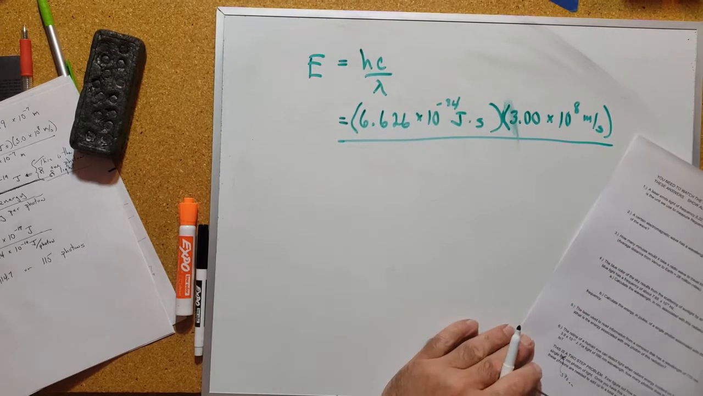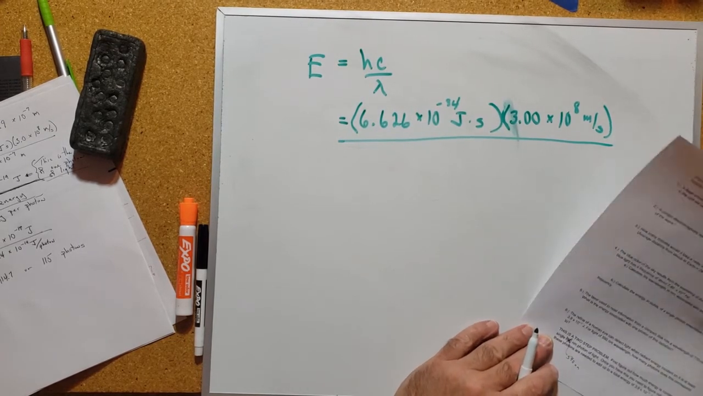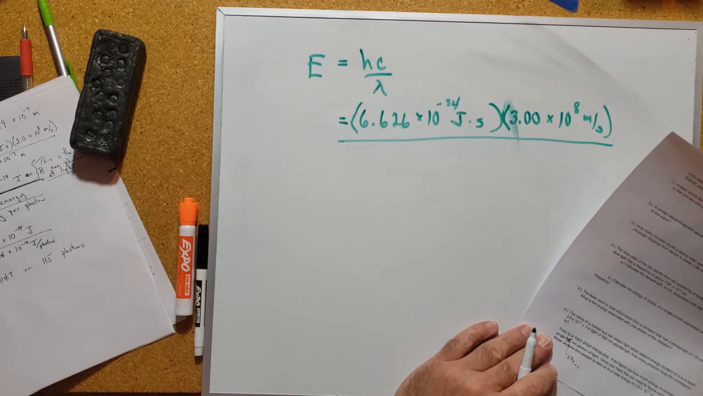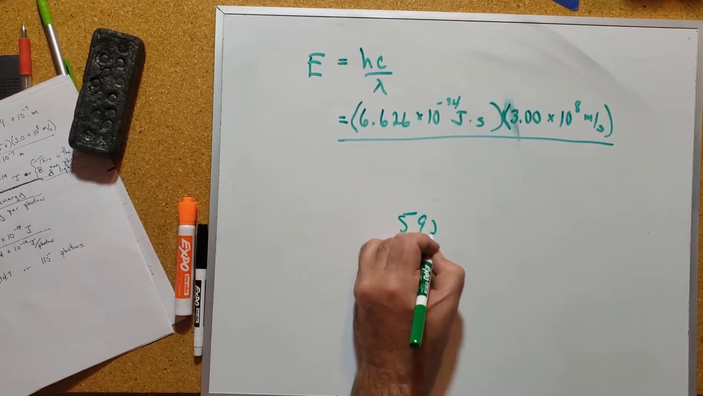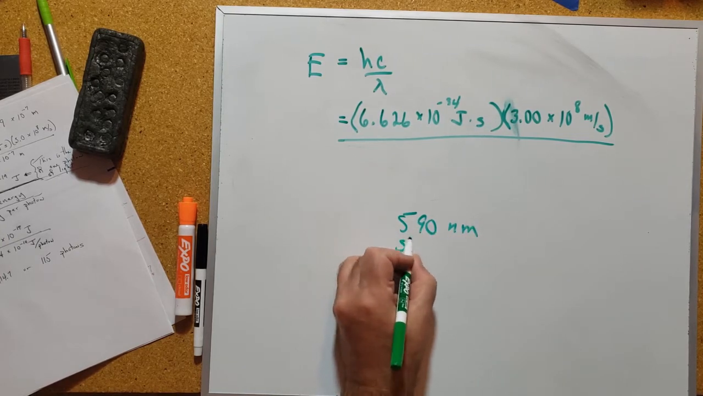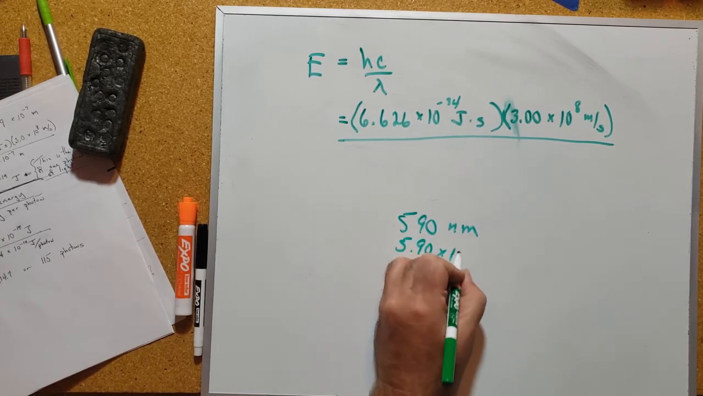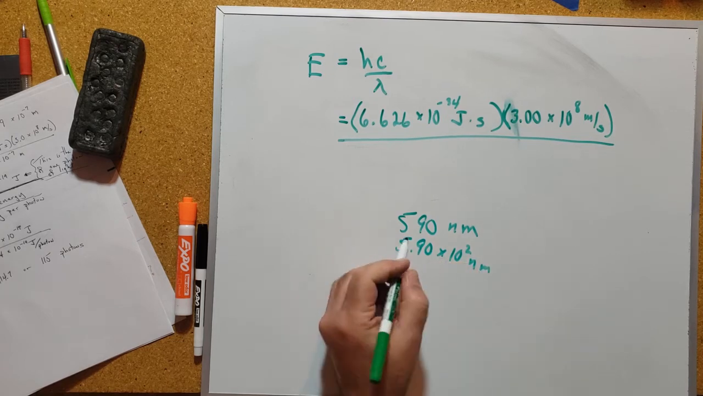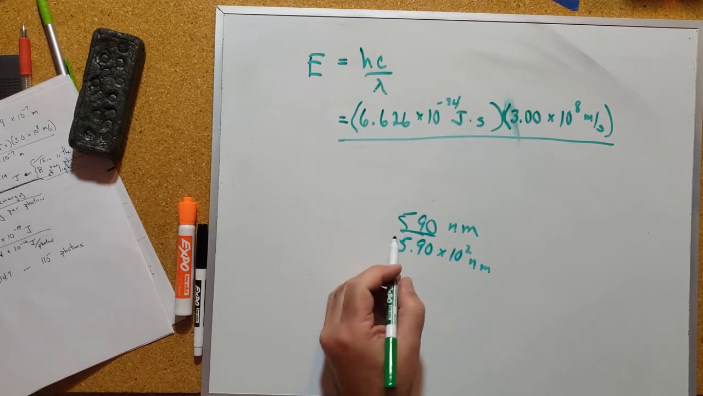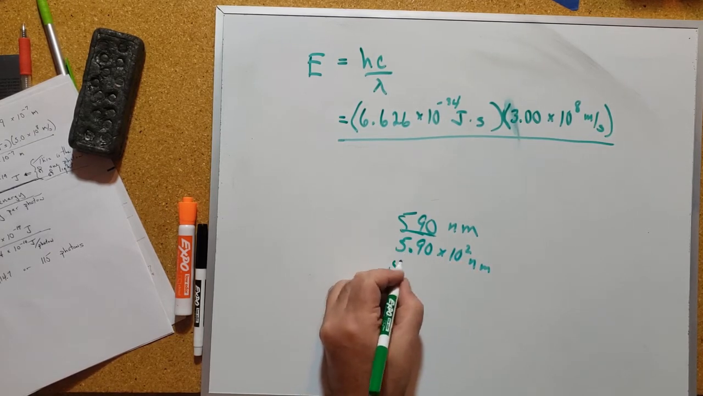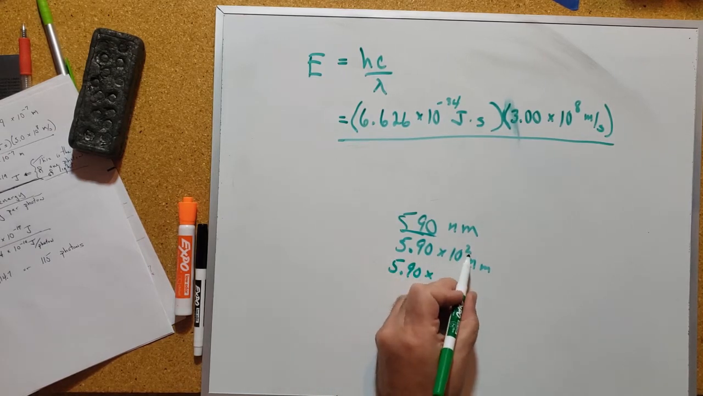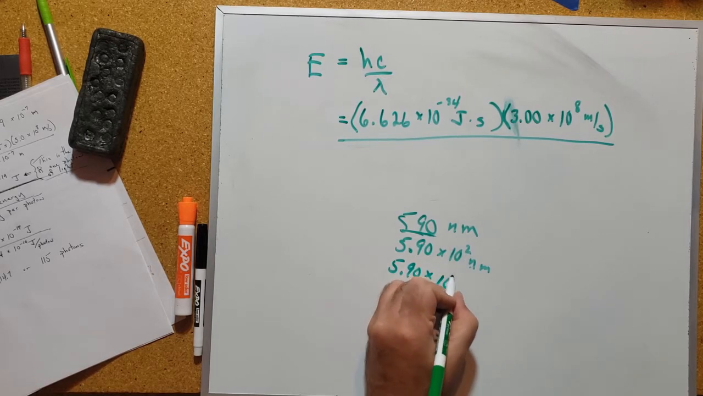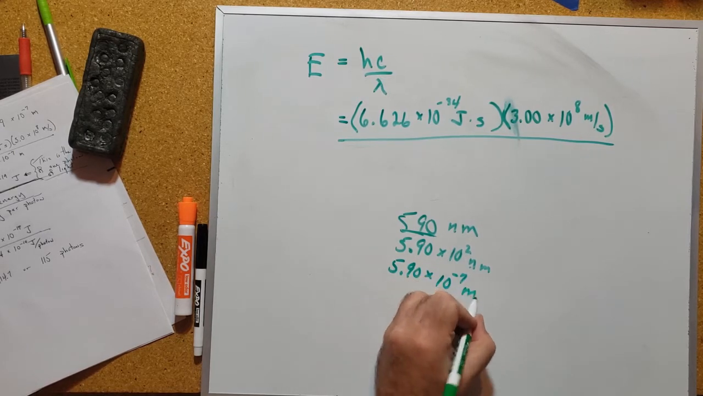Now, the wavelength was given to us in nanometers, but I need that in meters. So let's see, 590 nanometers is equal to 5.90 times 10 squared nanometers. All I did was take this and convert it to scientific notation. And then to get from nanometers to meters requires us to subtract 9 from the exponent, so I'll get 10 to the minus 7 meters.